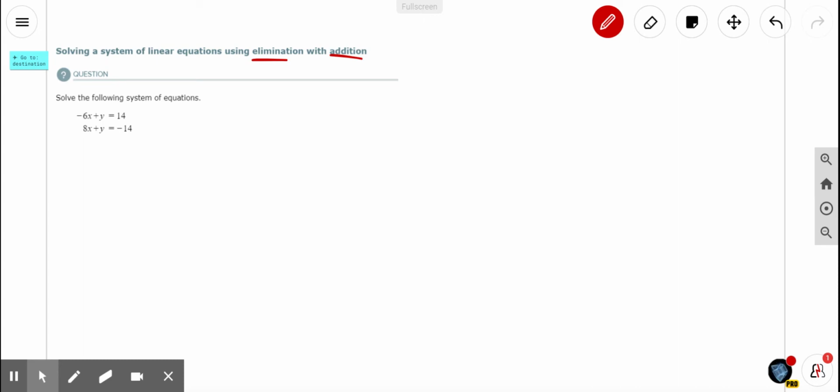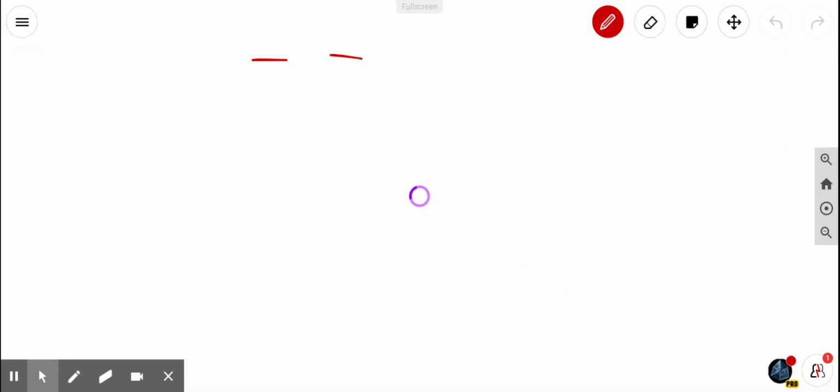So, look at these two equations. You could solve for y and plug in, but this is not what we're doing. Okay, we have to use elimination.